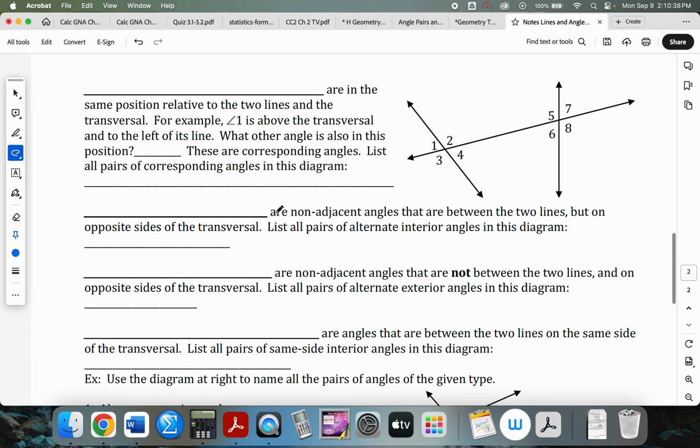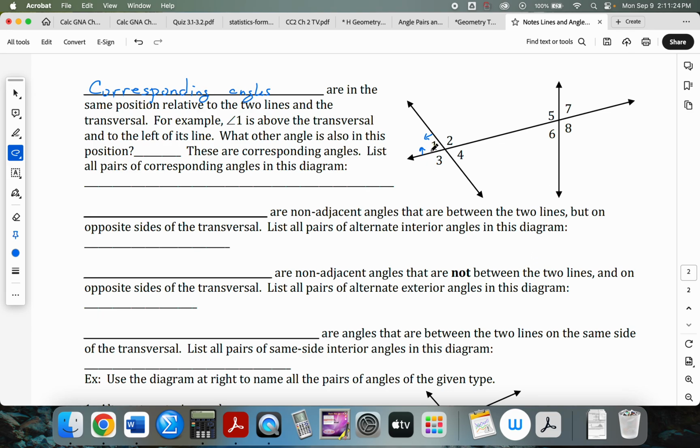All right. So, some more terms. Corresponding angles are in the same position relative to the 2 lines and the transversal. For example, if we look at this group of angles down here, angle 1 is above the transversal. Remember, the line that crosses the other 2 is the transversal. It's above the transversal, and it's to the left of its line.